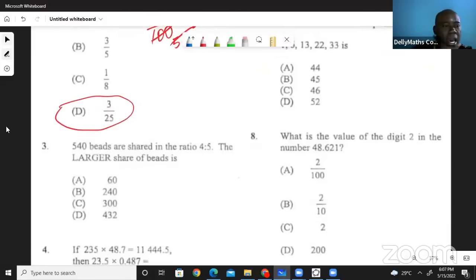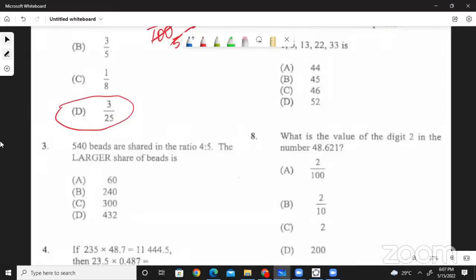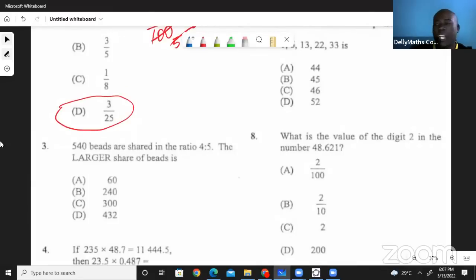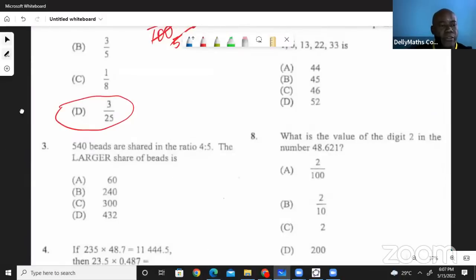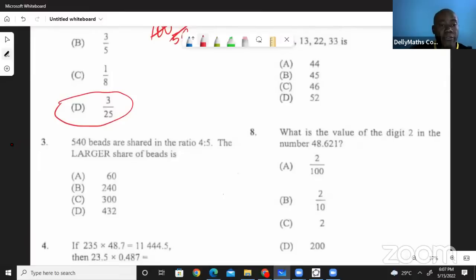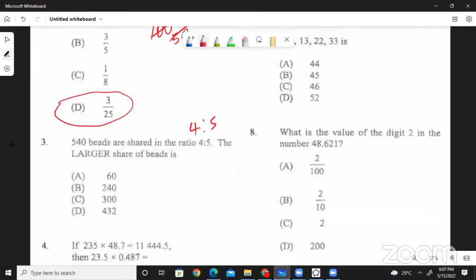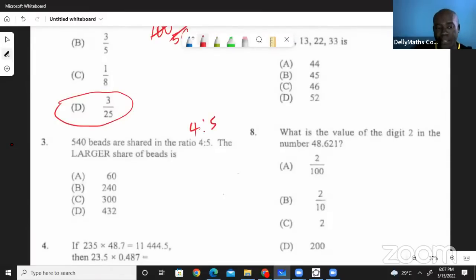The next one says 540 beads are shared in the ratio of 4 to 5. The larger share is what? So when we think about this, 4 to 5 is suggesting that we actually have 9 pieces. So out of the 9 pieces, we want to know what is the proportion for 5. So 5 out of the 9. That's what we want, the larger piece. And you can multiply this by 540.